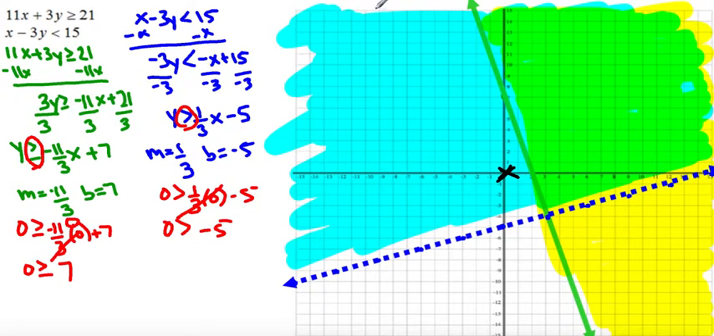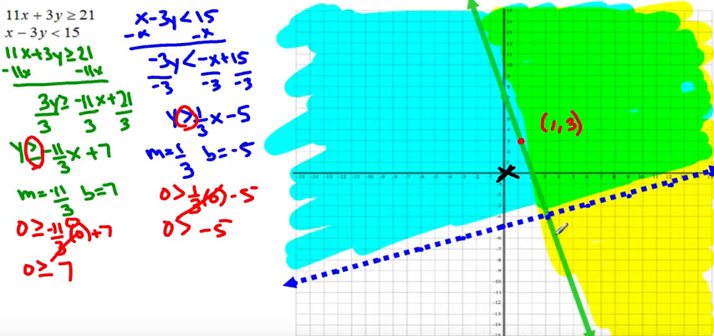Alright, so my solution to this system is everything in green, so where the two colors overlap, and then this green line as well. So for example, a solution could be this point right here, 1, 3. That could be a solution. So everything in green is a solution. Everything in blue, white, or yellow is not a solution.